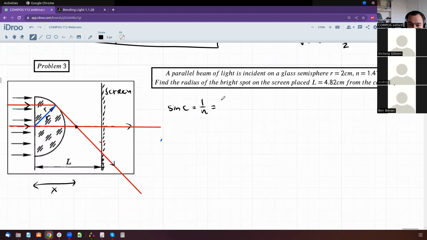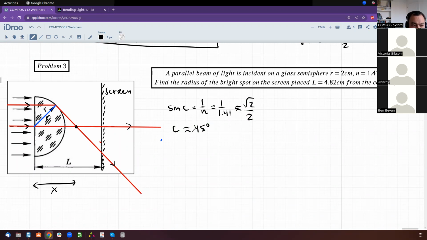So that's 1/1.41, which is actually square root of 2 over 2, approximately. So the critical angle is approximately 45 degrees.